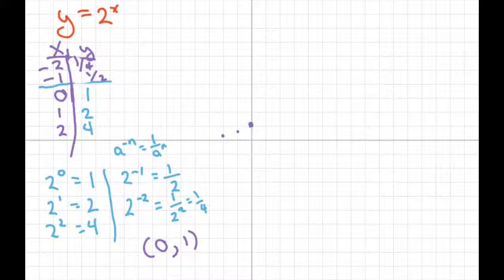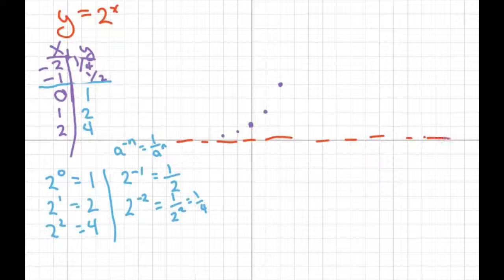The y-intercept is when x is 0. Okay, 1 goes to 2, and 2 goes to 4. 2, 3, 4. Now, I don't know if that's enough for you. If you can figure this out here, this is never going to cross the x-axis. We have a horizontal asymptote here. So it's not going to cross right here. So our horizontal asymptote is y equals 0.